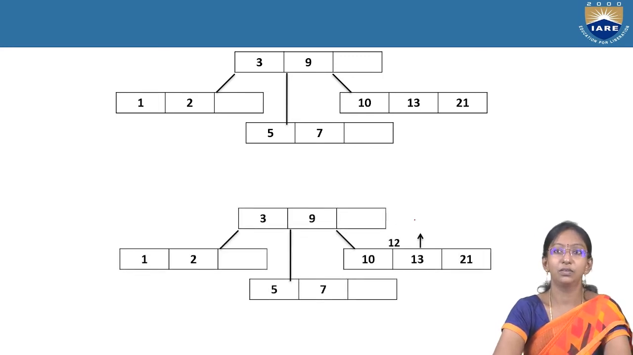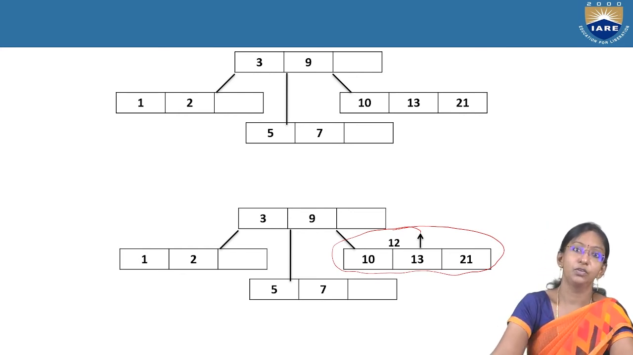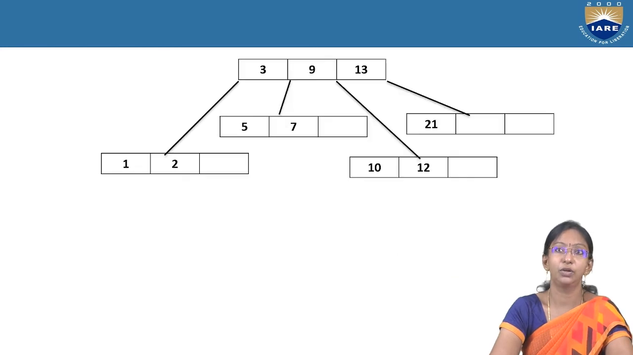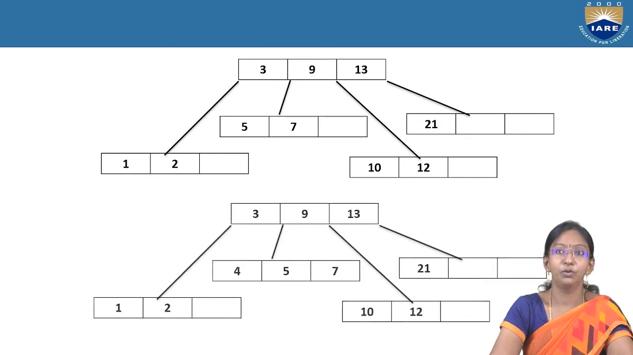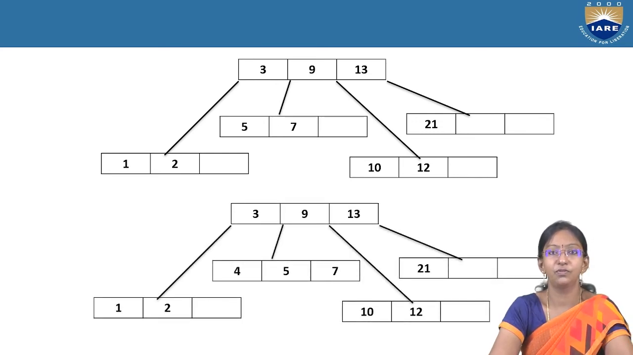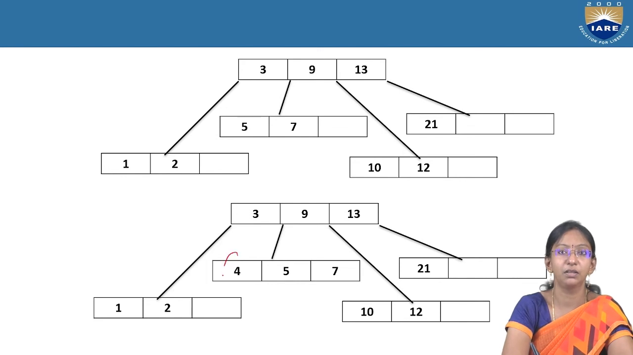If I try to insert 12, the appropriate place for this one is here, between 10 and 13, as the keys must be sorted in nature. But this is not possible. So the node cannot accommodate it. So push it to the top. So 13, the mid element, is going to go to the top. And this is how it is going to split the elements. So one more insertion, 4, 5, 7. This is the new insertion, my dears.